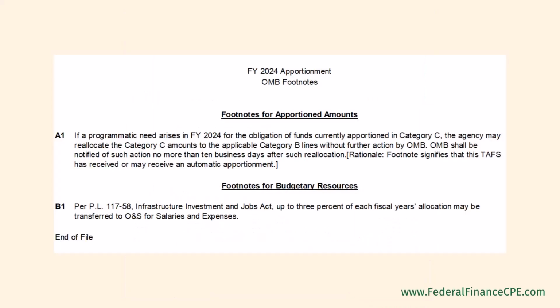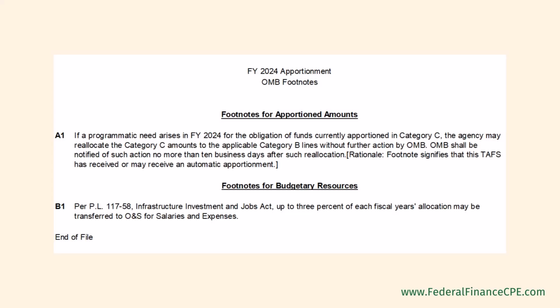Now let's examine those footnotes. Footnote A1 states, if a programmatic need arises in FY 2024 for obligations and funds currently apportioned in Category C, the agency may reallocate the Category C amounts to application Category B lines without further action by OMB. OMB shall be notified of such action within 10 business days. This gives FEMA flexibility to move money from future year reserves to current year programs if emergencies arise, but requires prompt notification to maintain oversight.